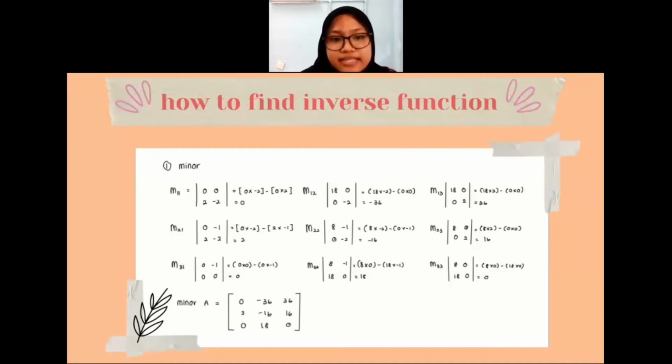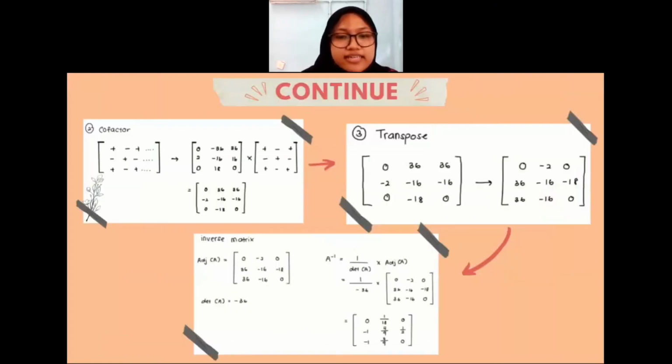So to find the inverse matrix, first of all, find the minor, like shown in the slide. This is how to find the minor. So the final answer is minor A that is shown in the slides. Put all the answers in the matrix, like in minor A. Then find the cofactor by changing the sign according to their arrangement, multiplying with the positive and negative signs. After that, transpose the matrix by changing rows to columns or vice versa.